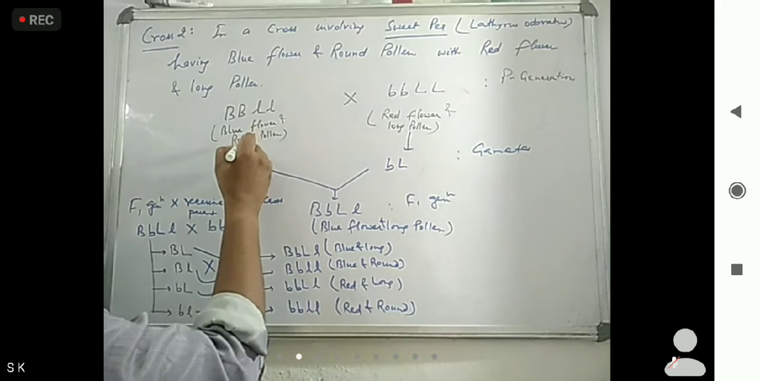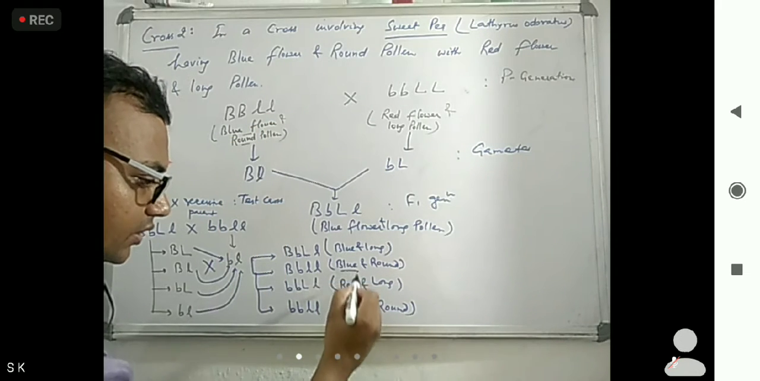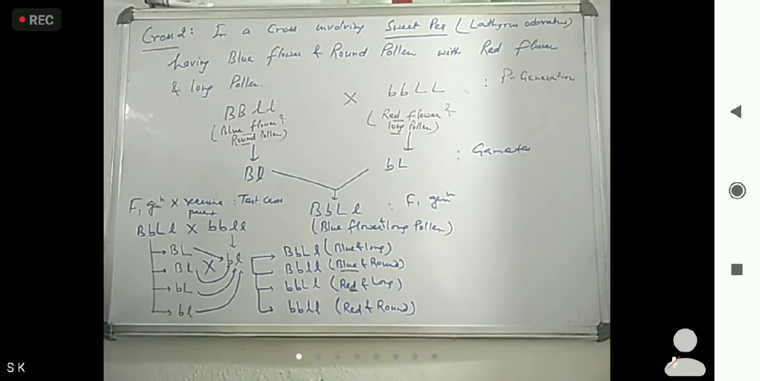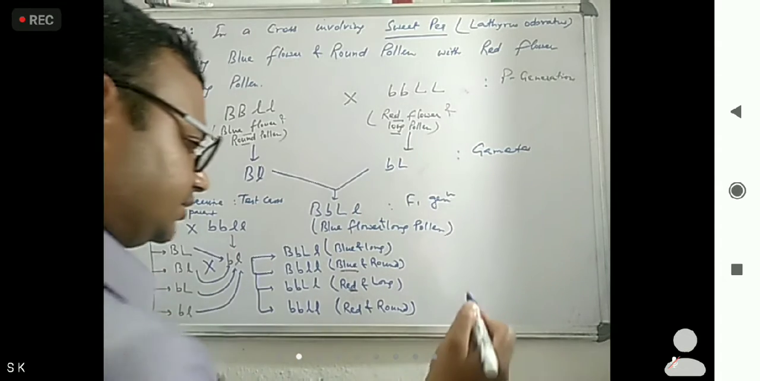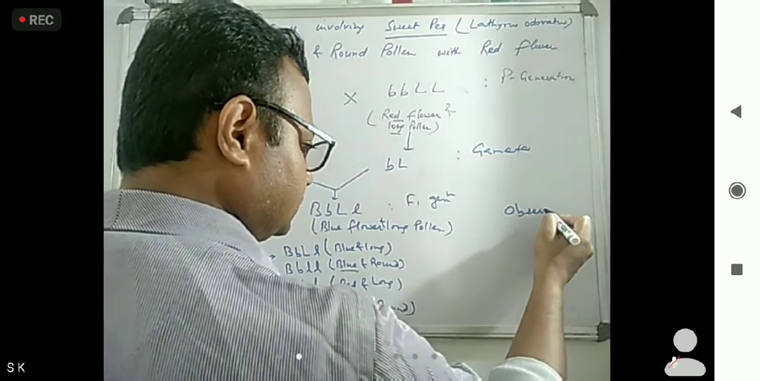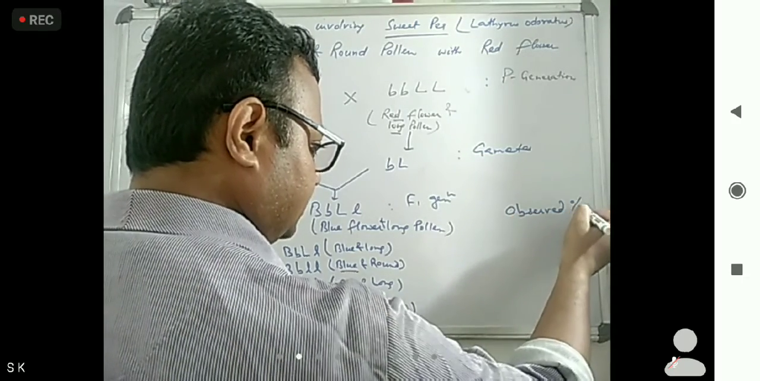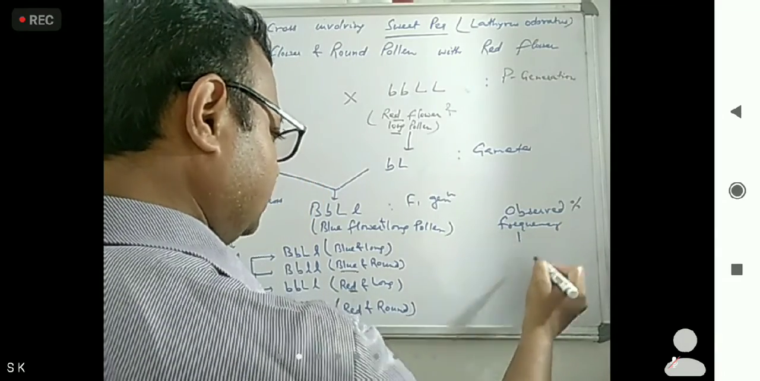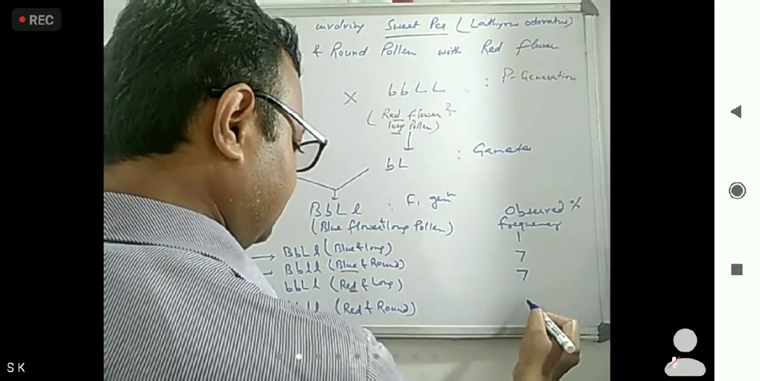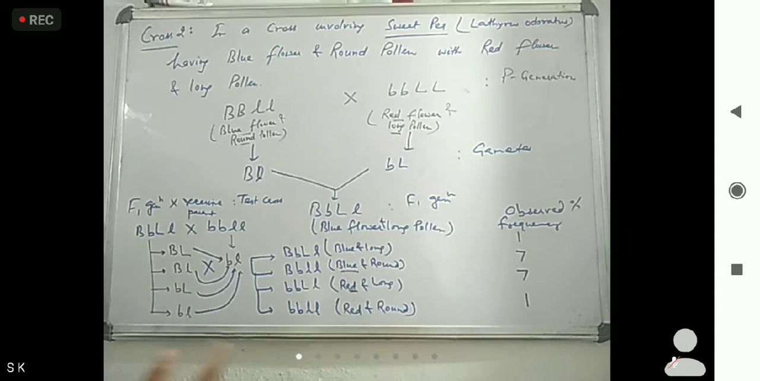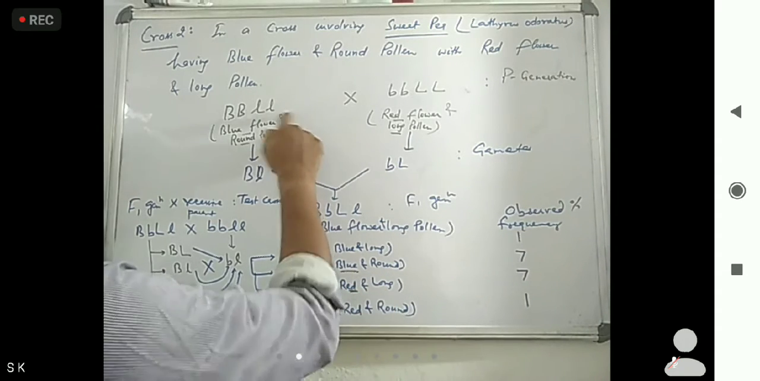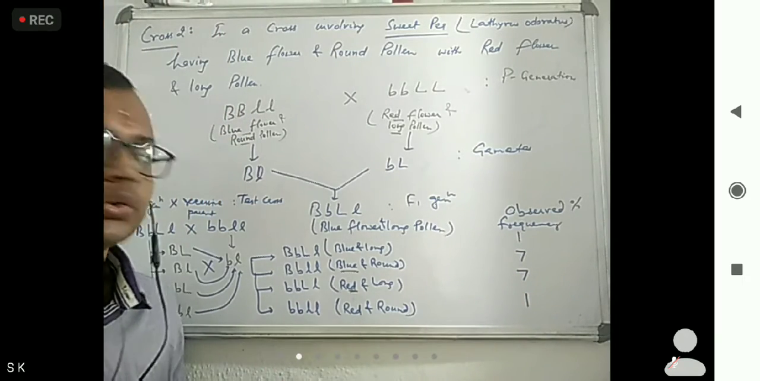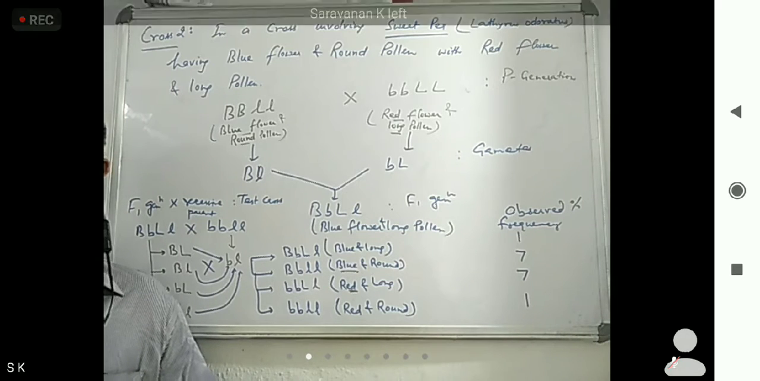Now we have to see what we took as parents: blue and round, and red and long. Now here the result came as observed percentage frequency. This one came 1, this one came 7, this one came 7, and this one came 1. So blue and round and red and long, that is 7 plus 7, 14 upon 16, which gives 88%.